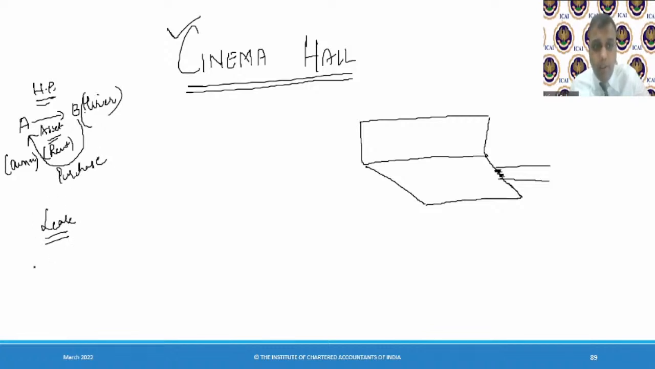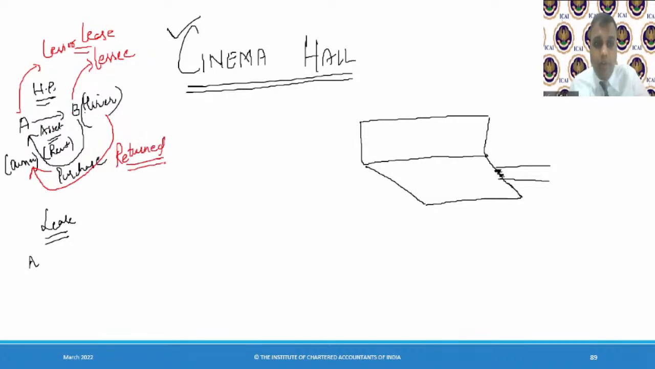Lease is the same. Okay, lease. So lease is when A gives an asset to B on lease. B is the lessee, A is the lessor. Right? And on rent. And after a certain period of time, the asset is returned by B to A and not purchased. So this is basically the difference between lease and hire purchase. Okay, so we are with a cinema hall. Be with me.